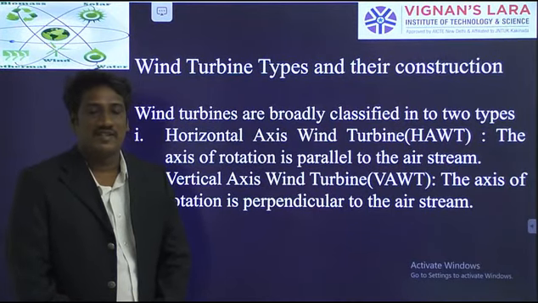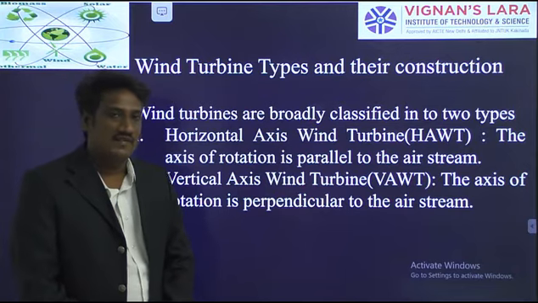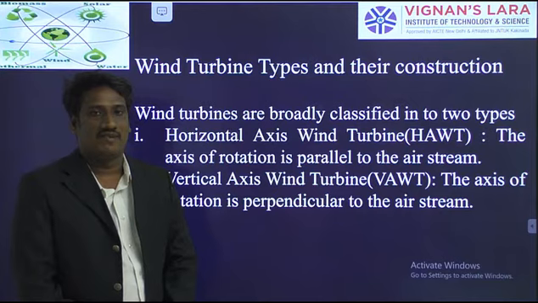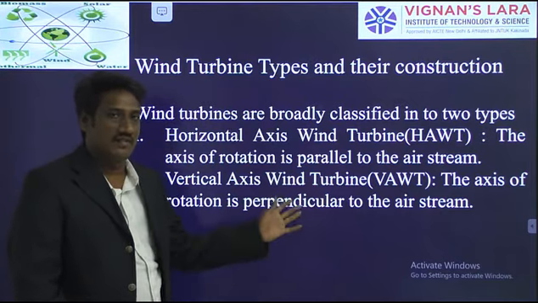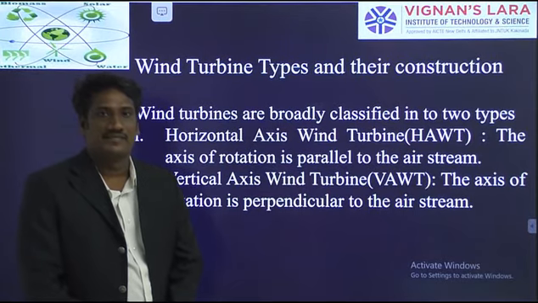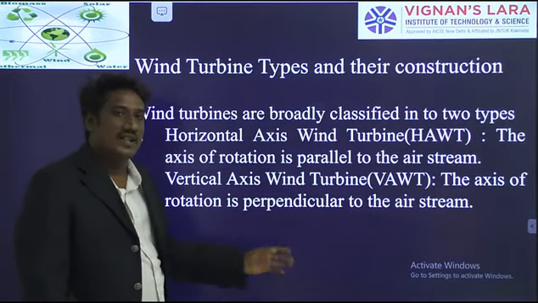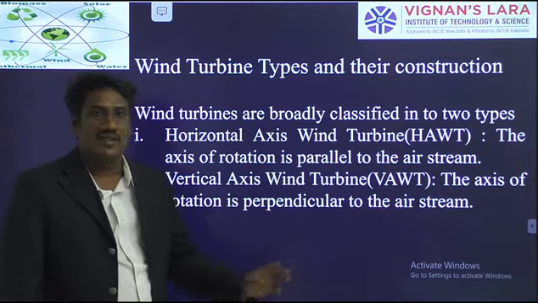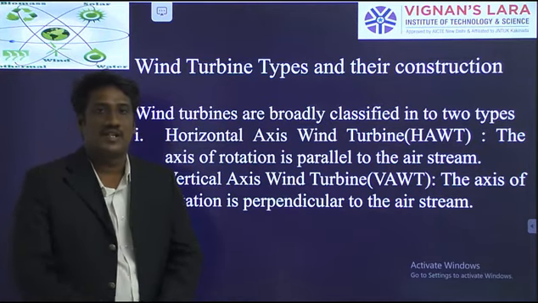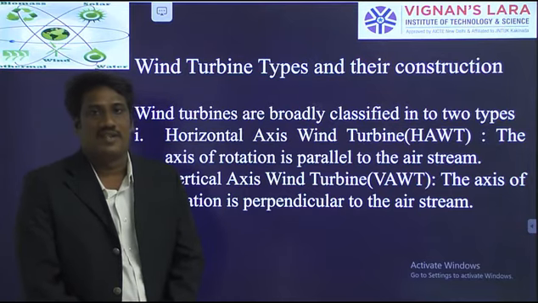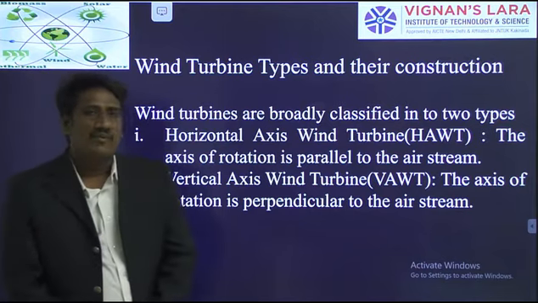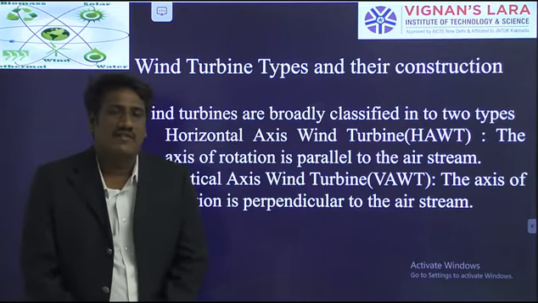So in the last class we have seen the basics of wind energy, local winds and global winds. What is meant by global winds, what is meant by local winds, we have seen. And in the next class we have seen what are the advantages of wind energy, disadvantages of wind energy, and what is the best suitable location for wind energy. All these things we have seen. In this class we will see what are the classification of wind turbines.